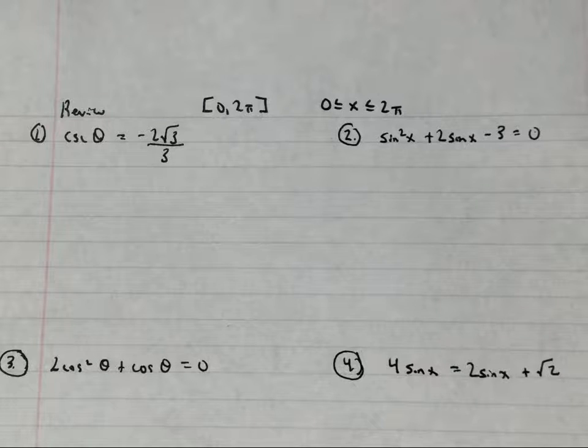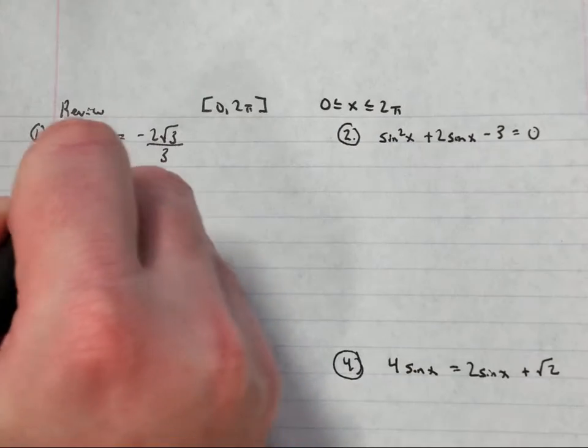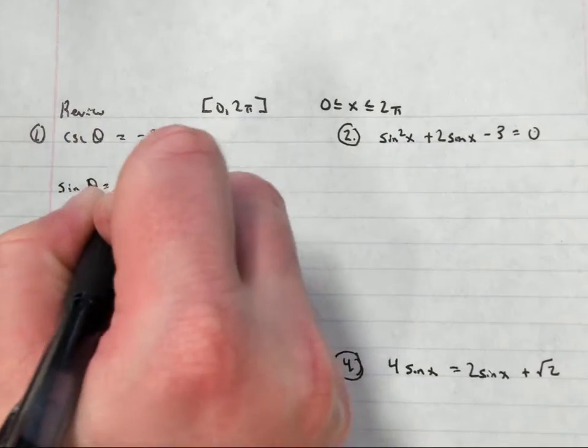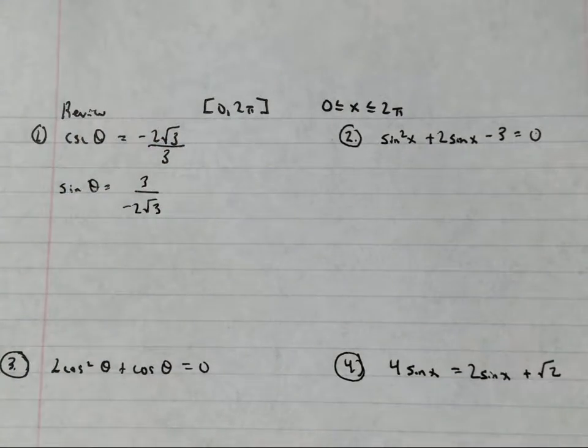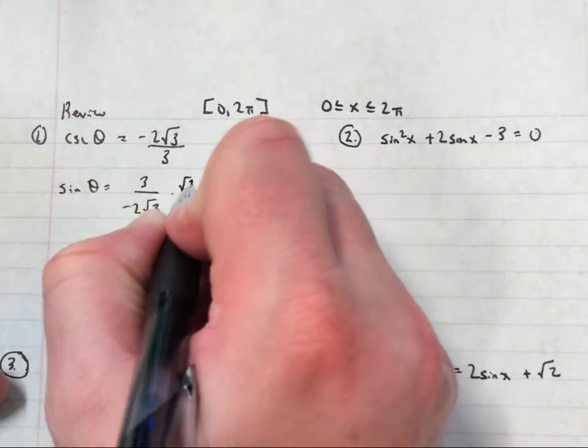Okay. Number 1, do we have one trig function? Can I isolate it? It's already isolated, isn't it? Do I want to work with cosecant? So which one will I change it to? Sine. So I'm going to change that to sine. Sine theta. And when I do that, I got to flip it. Gary, can I leave that root 3 in the denominator? No. So I'm going to multiply the numerator and denominator by root 3.